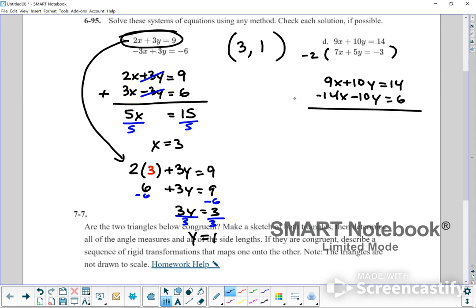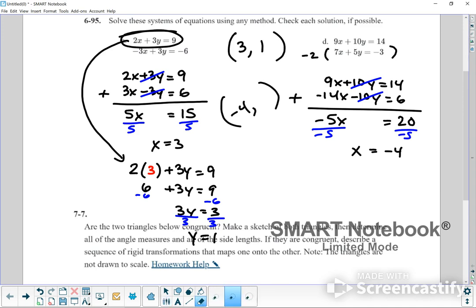So if I add those, I will be able to cancel out my y's. And I will have -5x equals 20. Divided by, excuse me, divided by -5 to solve for my x. And I will get x equals -4. Okay, so my answer right there, -4. Now, again, in order to solve for my y, I need to use one of my equations.